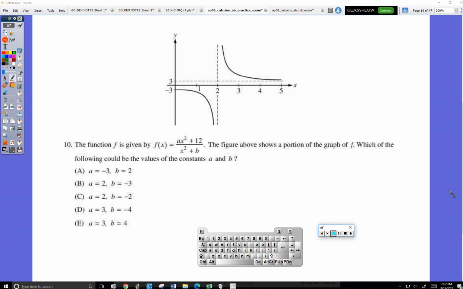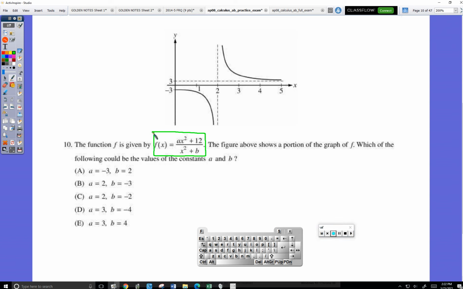It says the function given by f is this formula. Cool. That doesn't tell me a whole lot, I just keep going, other than I might label this so I don't forget. Here's f. The figure above shows a portion of the graph. Which of the following could be the values of the constants a and b?